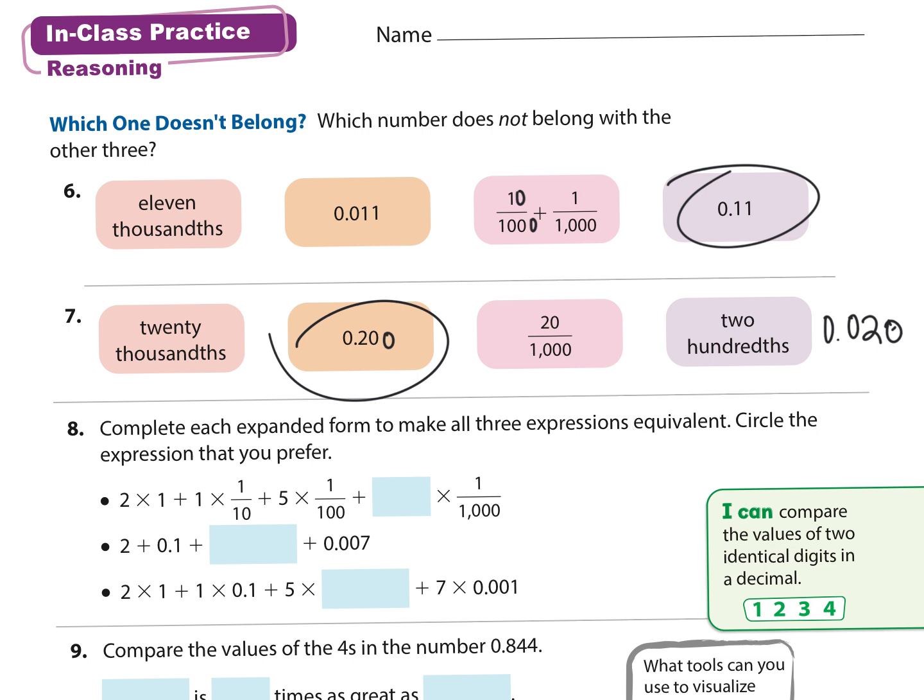Okay, number 8. Says complete each expanded form to make all 3 expressions equivalent. Circle the expression that you prefer to look at. Okay, so looking at the very first one, I have 2 times 1 plus 1 times 1/10 plus 5 times 1/100 plus, I'm trying to show 7 thousandths. So what would I have to put here? Because I already have 1 thousandth, but I need a total of 7 thousandths. Oh yeah, okay, yeah, it would be 7. Very good.